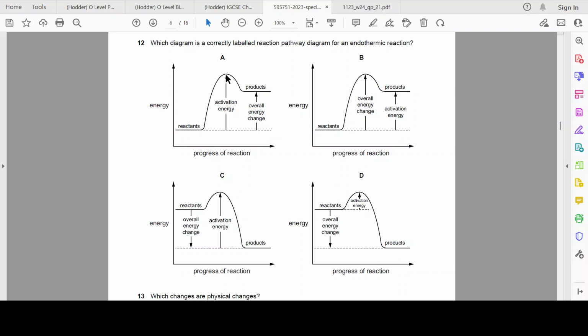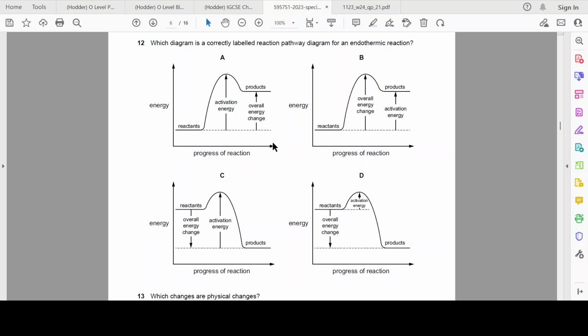So it's A, yes. And also make sure when you're asked to draw it, this is obviously given to you, that you make the dotted line, and the arrow goes from the dot, touches the dotted line, and goes all the way and touches the curve. This is for an endothermic reaction. So your answer is A.